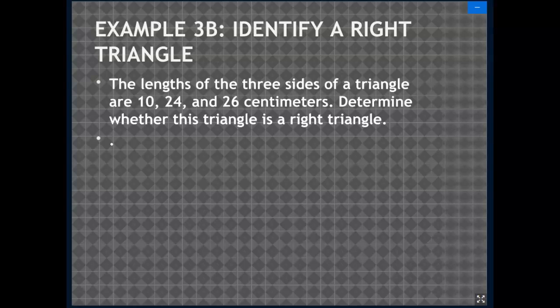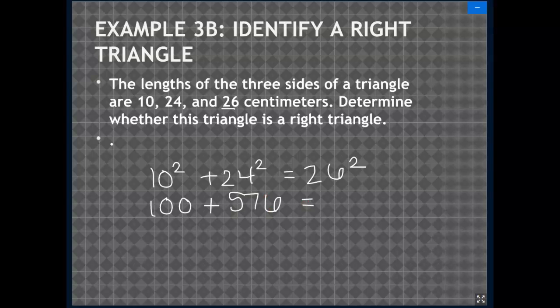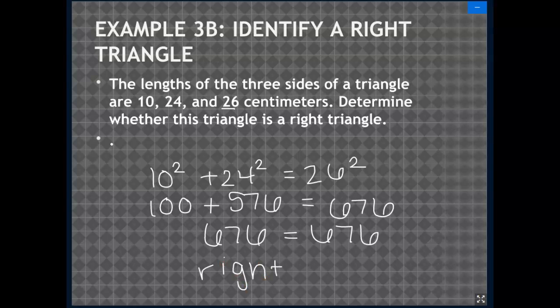Once again, 26 is the longest length. So you do 10 squared plus 24 squared equals 26 squared. So that's 100 plus 576 equals 676. So we get 676 equals 676. That means that this is a right triangle.